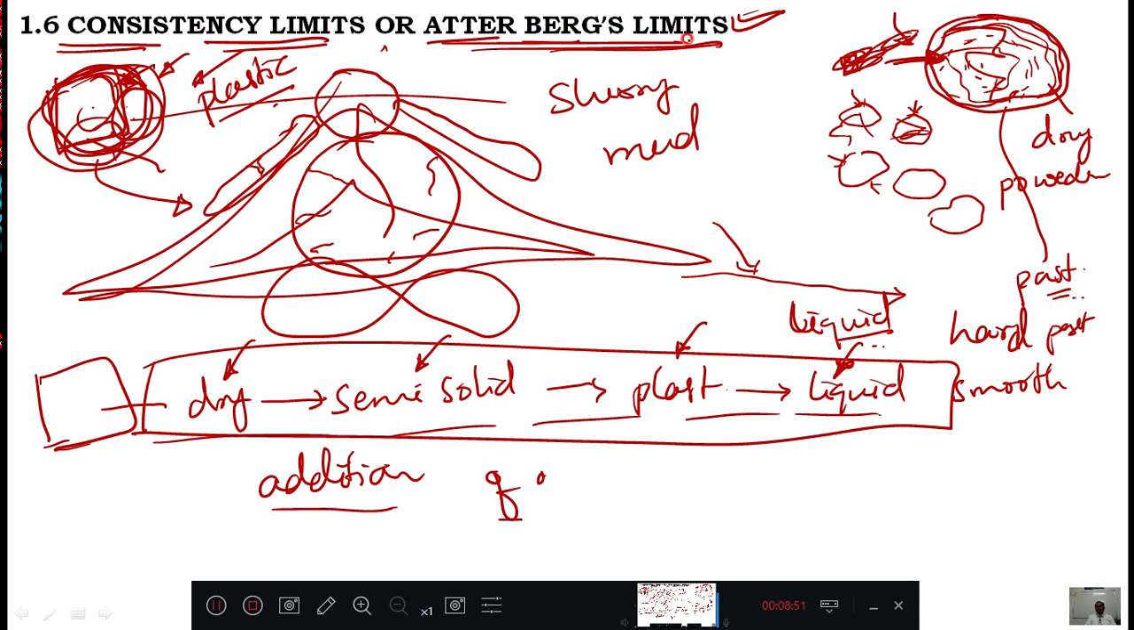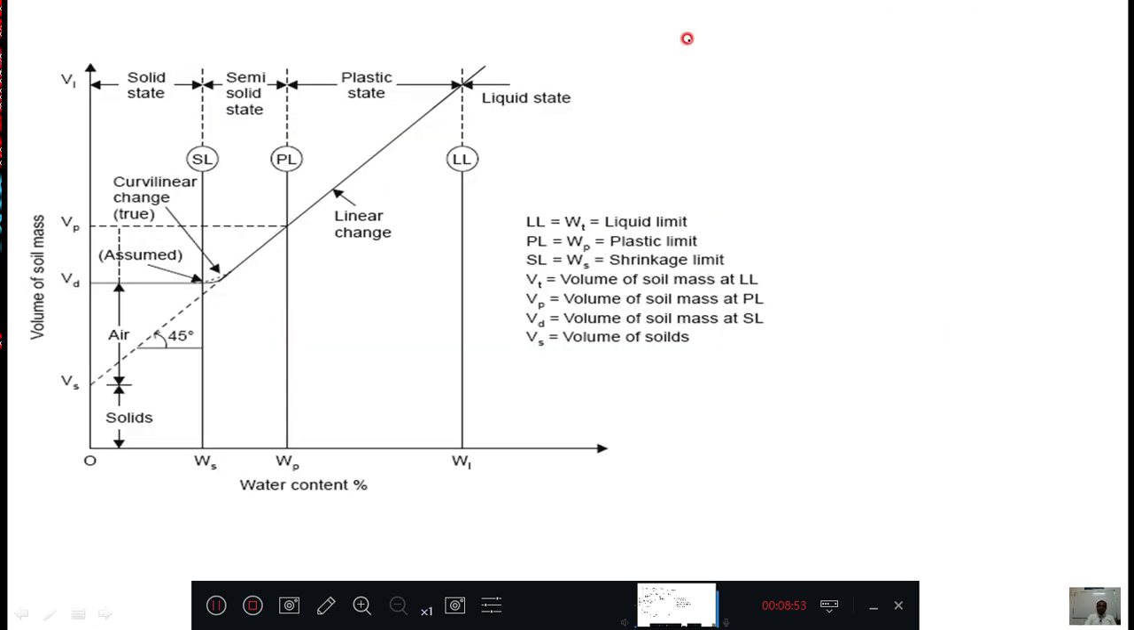Very nice. Now, what Atterberg studied here is, Atterberg considers water content on the x-axis and volume of the soil on the y-axis. He says that when zero water is there, then soil will have its own volume. See, this is a three-phase diagram. Water is not there, means 0% water content, but still it has a volume. This much volume is there.